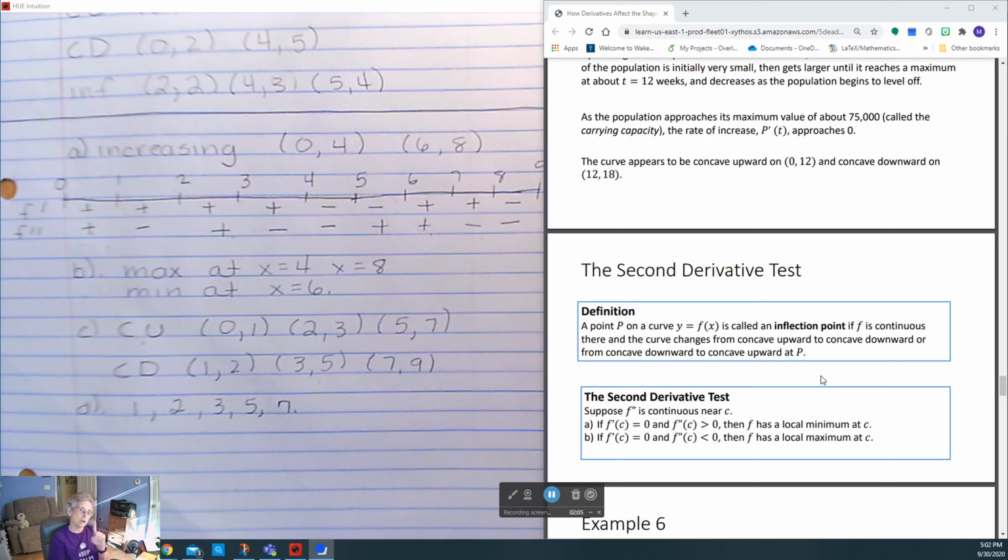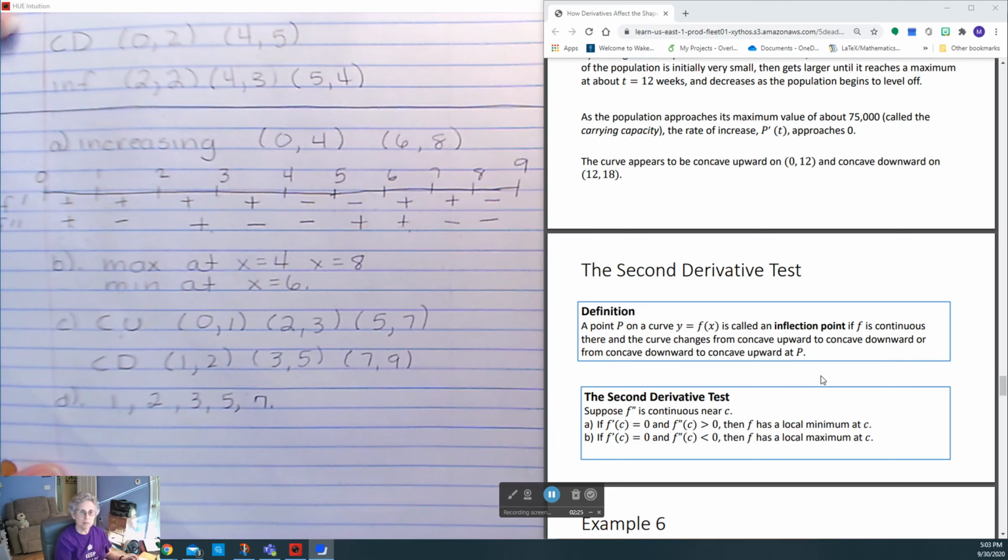Okay, let's think about what it means. First derivative is equal to 0. Second derivative is positive, so you're concave up like a cup, you have a min. If you're concave down like a frown, you have a max.